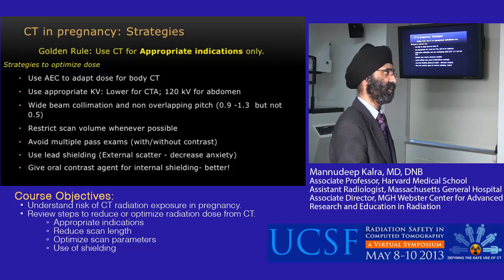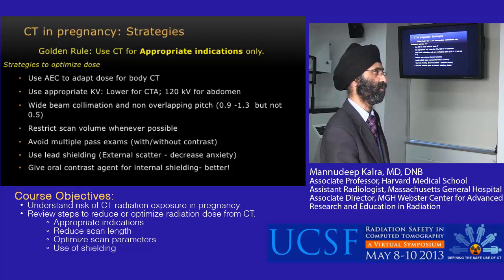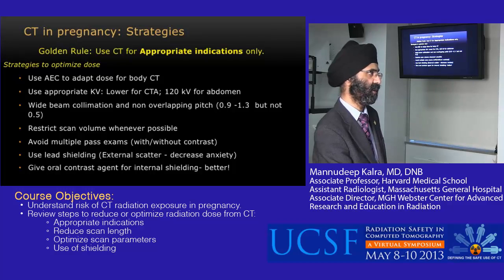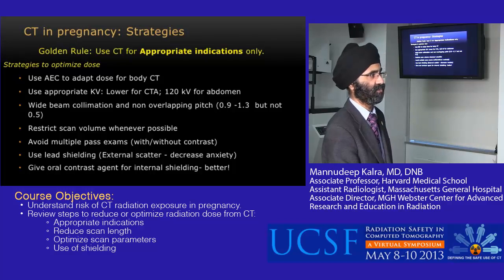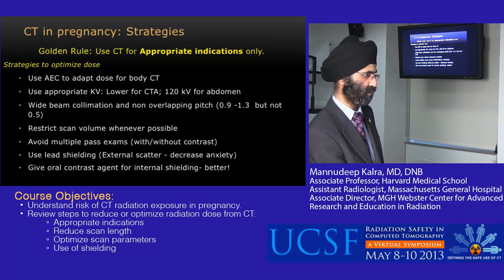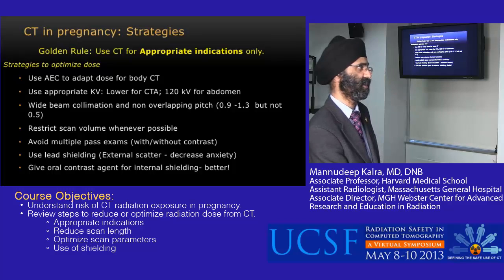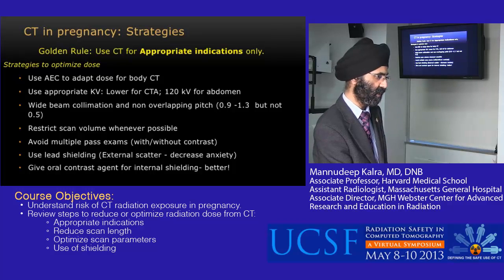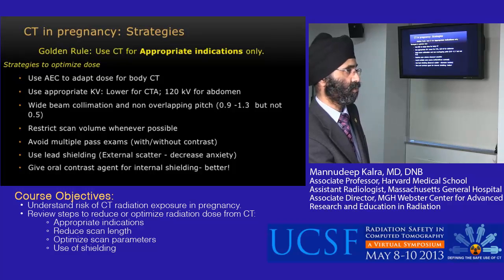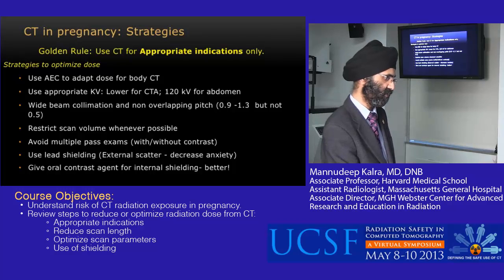When appropriate, certainly in smaller patients, certainly in patients who are undergoing CT angiography or evaluation of hypervascular lesions, we should, if possible, use lower kVp. And typically patients who are average or less than average in size, we can get away with use of lower kV. The other thing is that if we are doing a body CT, we should be using wider beam because that's more dose efficient. Scan volume should be restricted whenever possible. We should avoid multi-phase, multi-pass examinations.